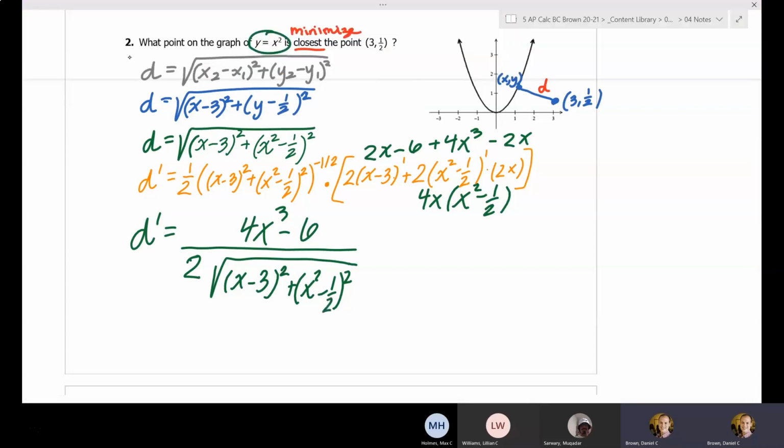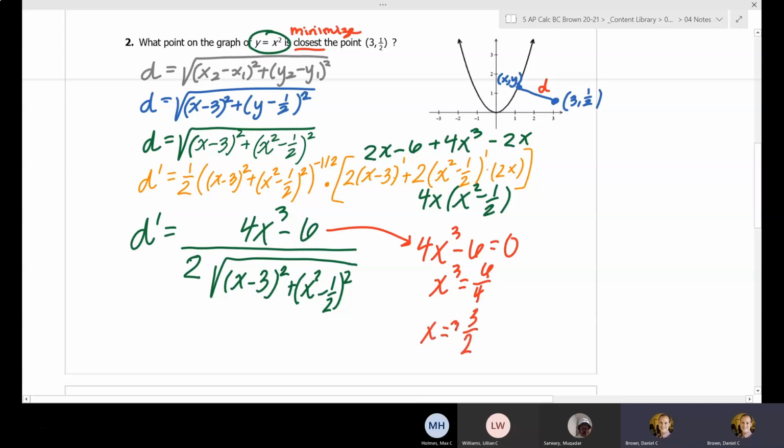And so from here, now we just need to solve it. That's the hard part, simplifying it. But we know we need to find the critical points. The critical points occur when the derivative is equal to 0 and when the derivative is undefined. The derivative is equal to 0 when you set the numerator equal to 0. So if I have 4x cubed minus 6 equal to 0, x cubed will be equal to 6 over 4, which is 3/2. And then take the cube root of both sides. Remember, an odd root does not have plus or minus.